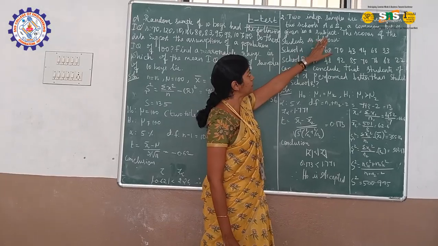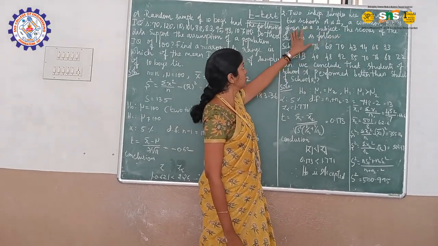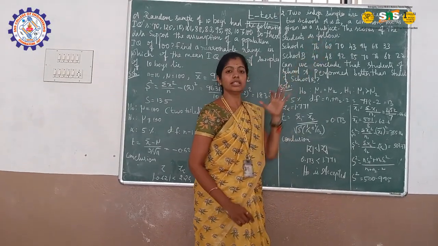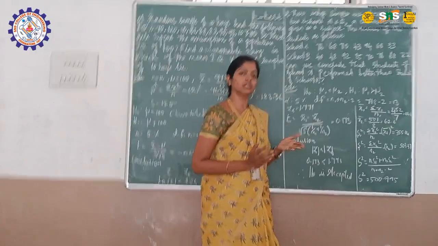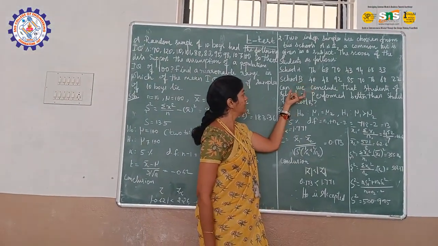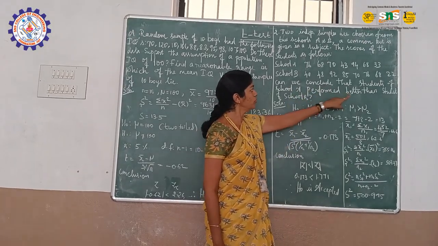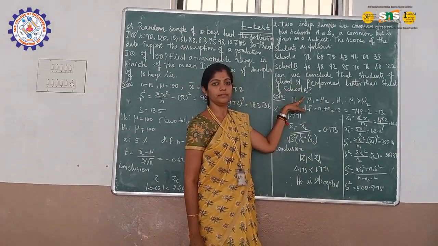Two independent samples are chosen from the two schools A and B. A common test given in a subject. The scores of the students are as follows. So they are considering two schools. They are making one test as common for the two schools A and B. Finally, what we have to conclude is whether students of school A performed better than students of school B.